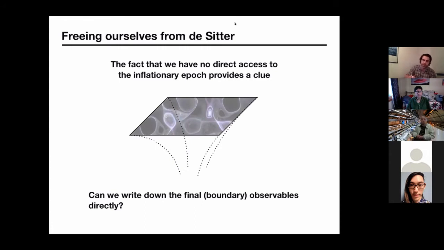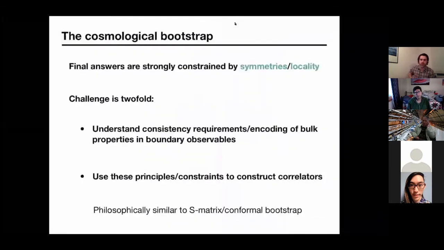The fact that we have no direct way of seeing this inflationary epoch suggests that, okay, maybe we should think of a way of calculating things or constraining things that doesn't make explicit reference to the actual inflationary dynamics. So can we try to just write down the final observables which live on the late time boundary, on the late time boundary itself? And one reason why you might imagine that that's possible is that it turns out that the final answers are very strongly constrained by things like symmetries and locality on this late time surface.